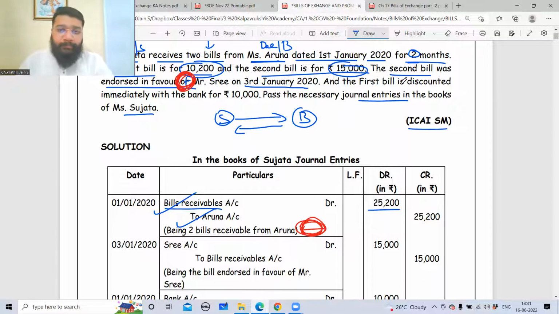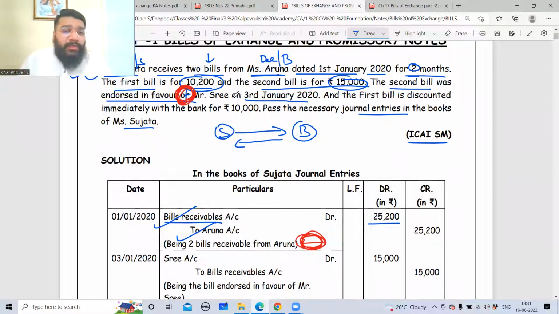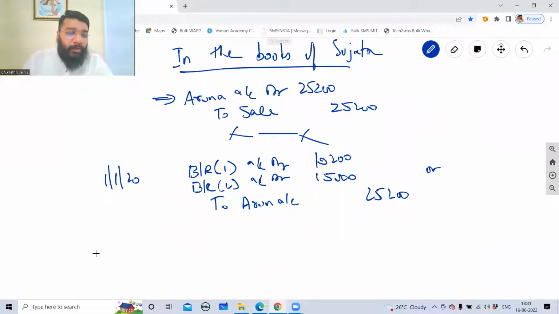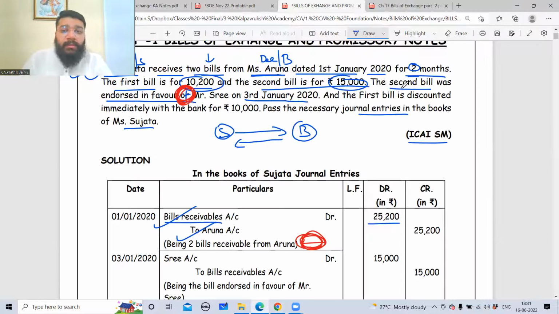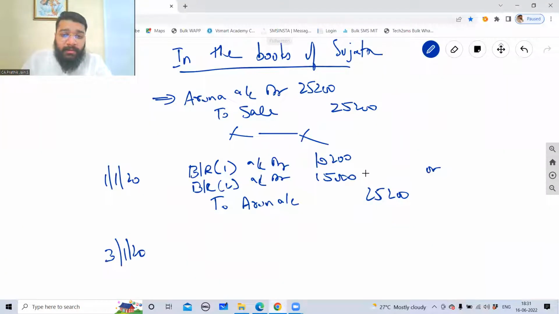Okay. Now, guys, the second bill was endorsed in favor of Shri on 3rd Jan 2020. So on 3rd Jan 2020, which bill was endorsed? Second bill. Second bill means this bill. So this bill is going out of my hand. Currently it is an asset in my hand. The asset is going out. So will I debit or credit? Credit. Wonderful.